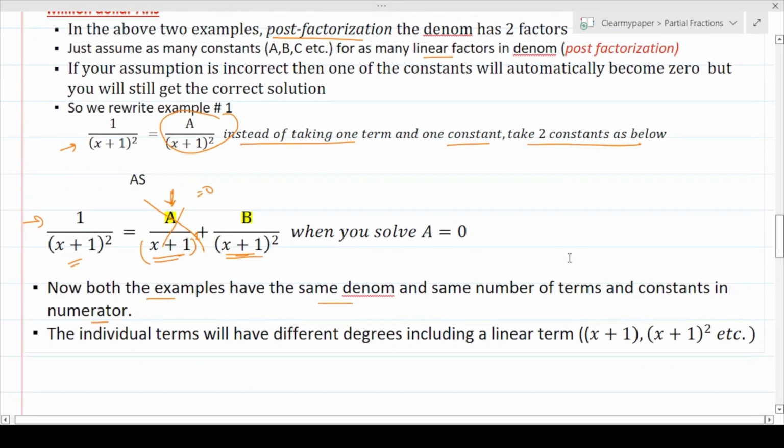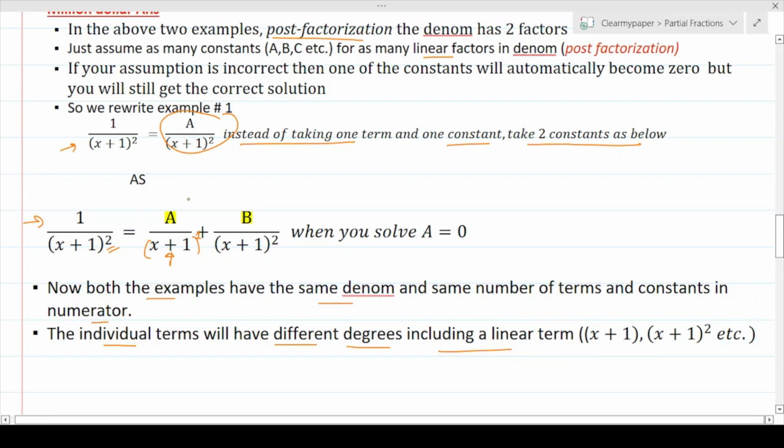And the trick here is, the individual terms in the denominator will have different degrees. Like for example, if you see here, we had x plus 1 the whole square, right? So the terms that we will take is, we will take all the degrees. We will take x plus 1 the whole square, and then we'll come backwards, and this x plus 1 raised to the 1. So we'll just take the different degrees either in the ascending order or the descending order, including the linear term. So the linear term has to be there.